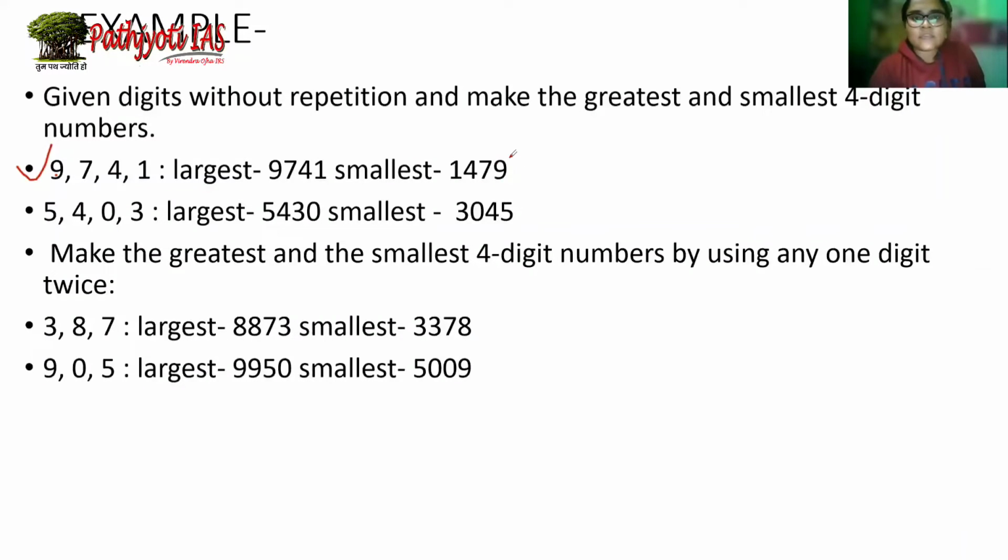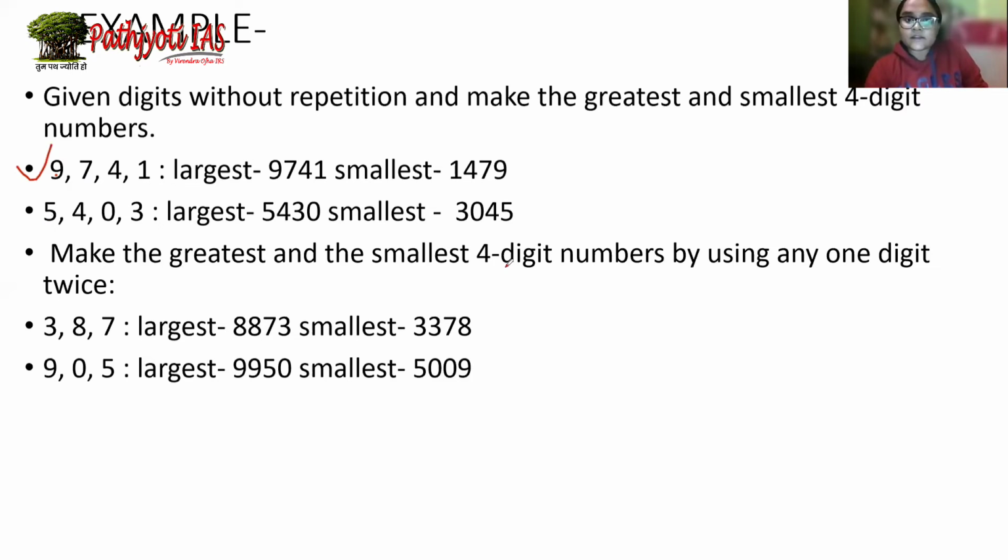So 9 being the highest value among these four digits, we'll place it in the last space, giving it the lowest place value, then 7, then 4, then 1, because 1 is the smallest here in terms of value. To make the smallest value for the entire number, we'll place the digits like this.